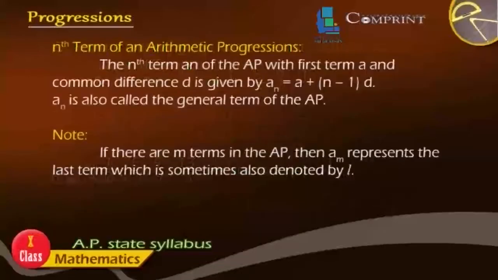Nth term of an arithmetic progression. The nth term of the AP with first term a and common difference d is given by an is equal to a plus n minus 1 into d. an is also called the general term of the AP. Note, if there are m terms in the AP, then am represents the last term, which is sometimes also denoted by l.